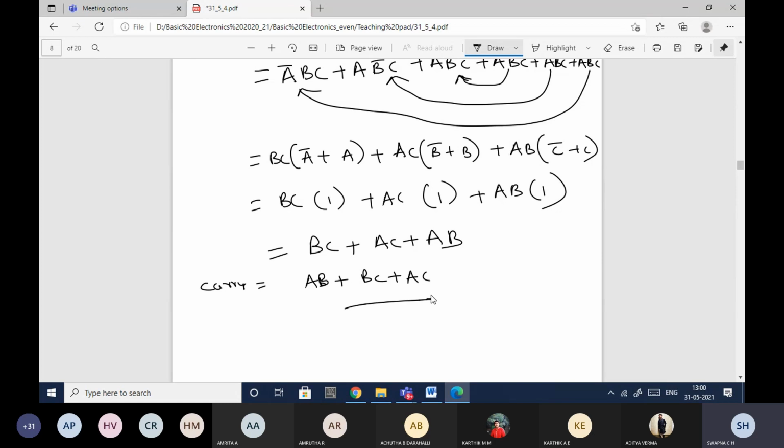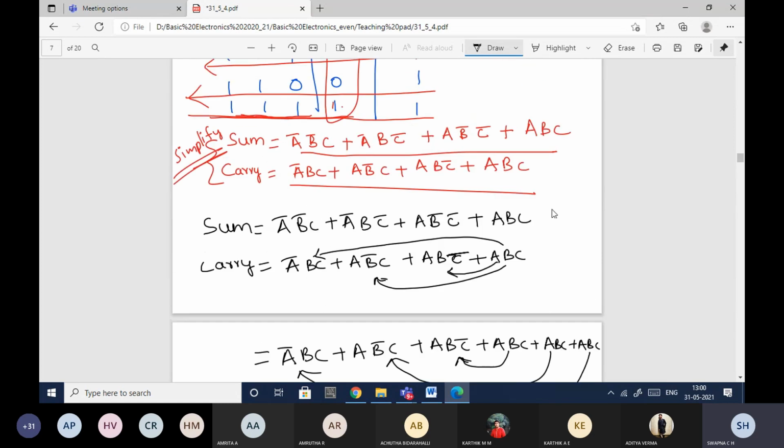So this is the carry equation and this is the sum equation. For the sum equation, there is no change. It's not reducing, so you can just take the same thing.